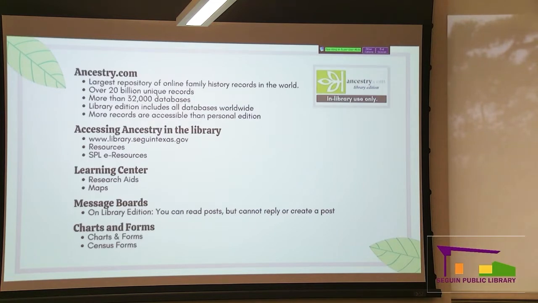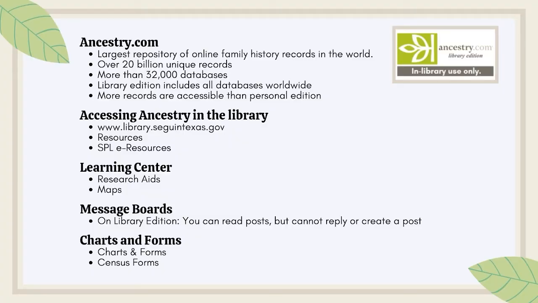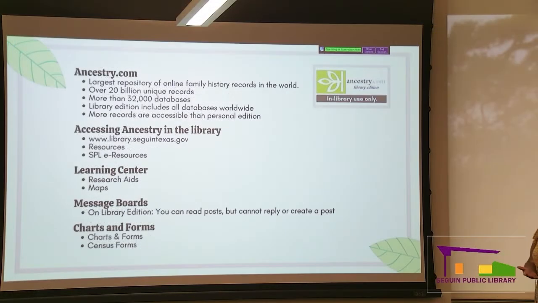So let's start looking at this. So Ancestry.com, like I said, it's the largest repository of online family history records in the world. There's over 20 billion unique records and more than 32,000 databases. The library edition includes all of the databases worldwide. So basically you're going to get access to everything that you would have on your paid subscription that you usually get from Ancestry.com, as well as a few more that you would usually get in the Explorer account. And you're getting this all for free, just available through the library. So it's just saying there that there's more records that are accessible than Personal Edition.